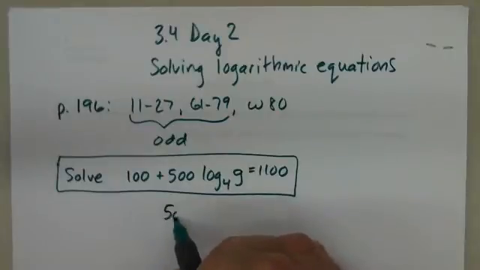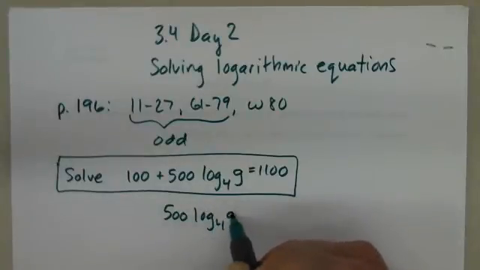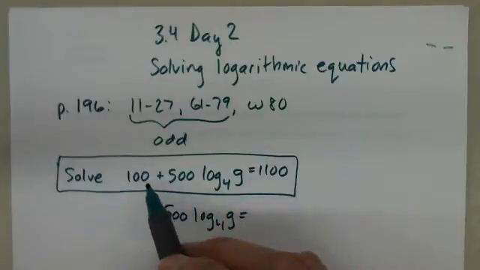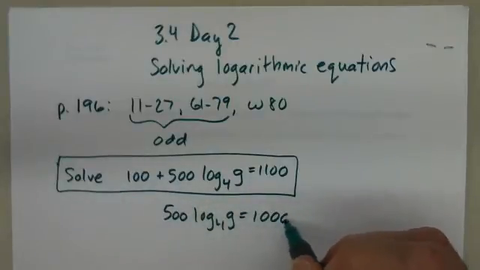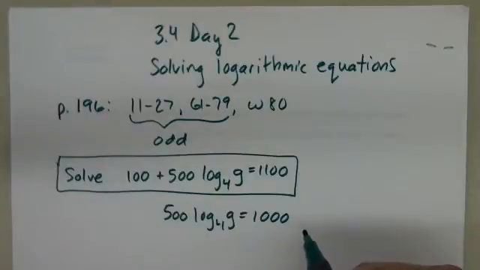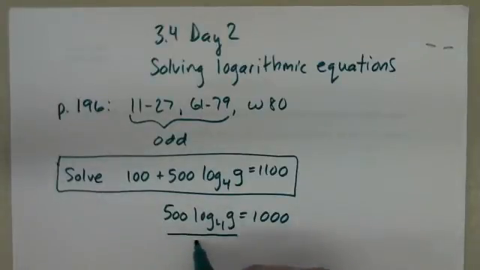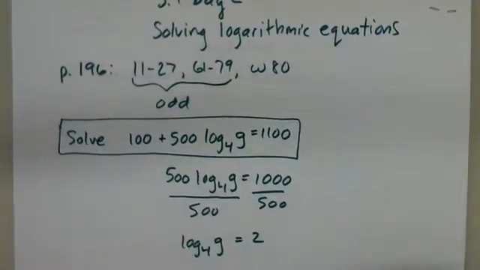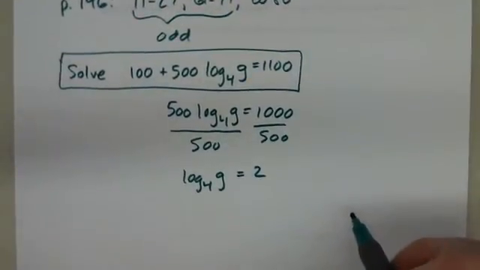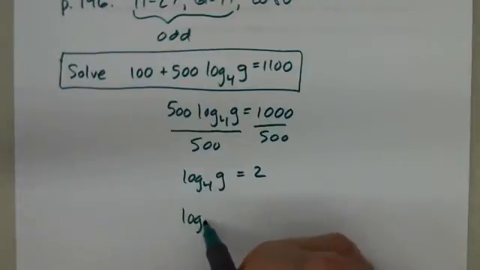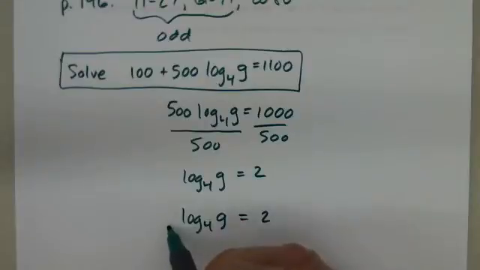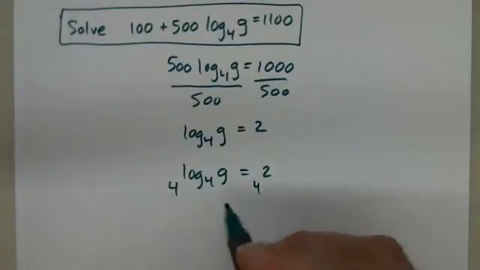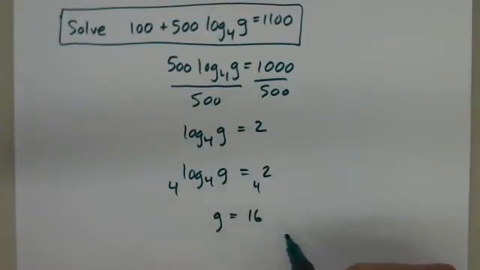We're going to subtract 100. We go 1100 minus 100. Then we'll divide by 500. And to cancel log base 4, we'll make these things the exponents of 4. That's called exponentiating. And we get x equals 16.